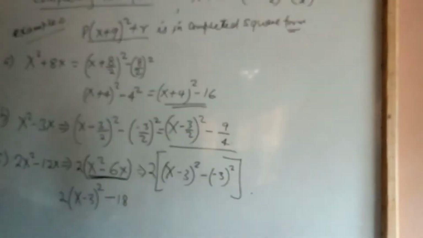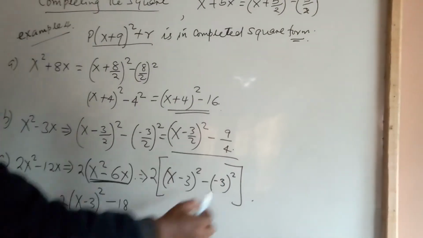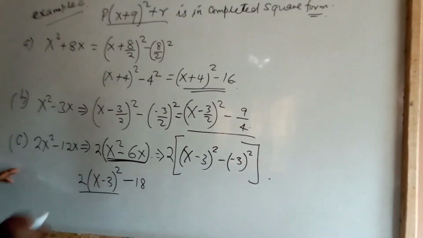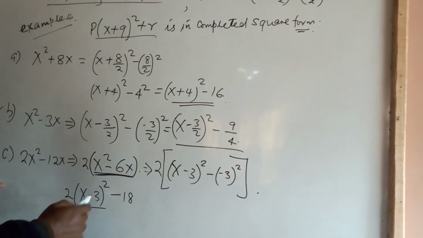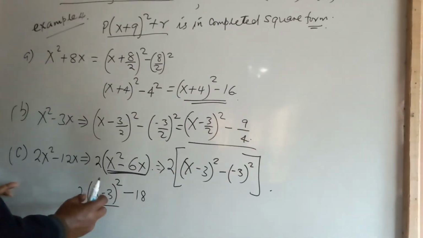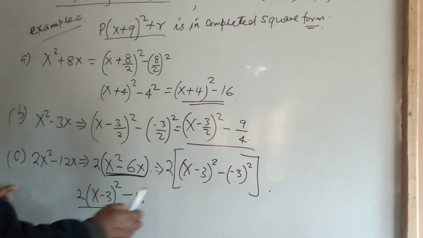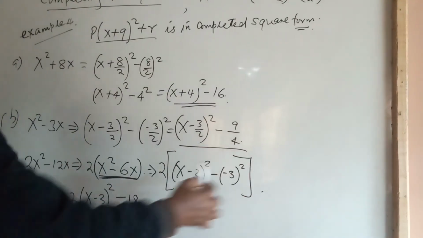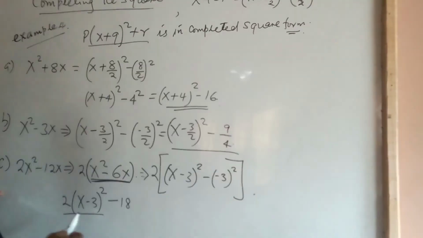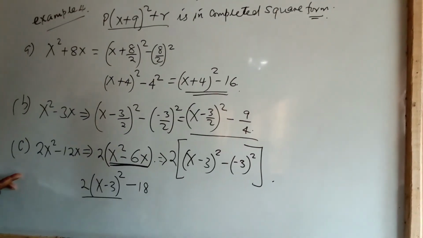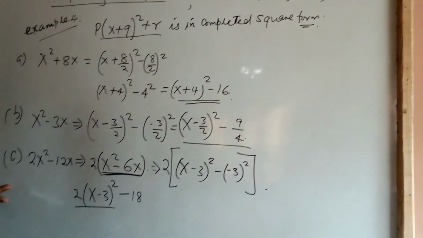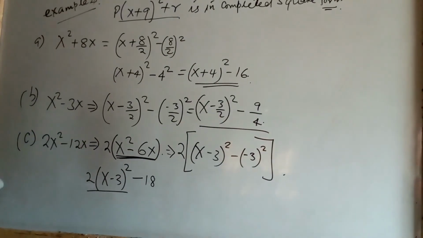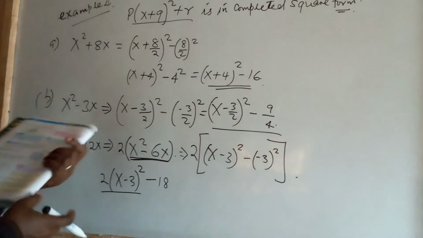Now, we have opened the main bracket, but if you look at the first part of the expression, 2 is still remaining outside because it still affects the bracketed part. But because it has already affected the negative 3 squared, the main bracket here does not exist. So this is simply the final answer as far as example 4 is concerned.